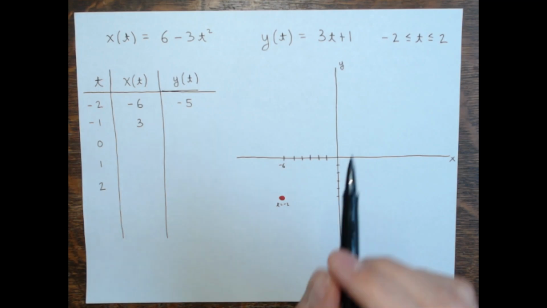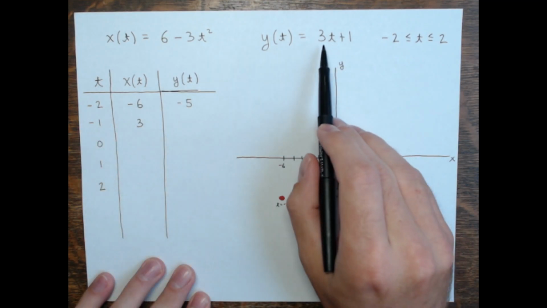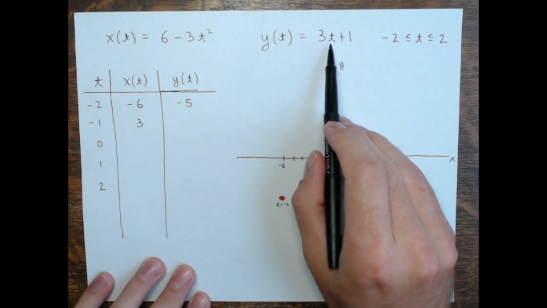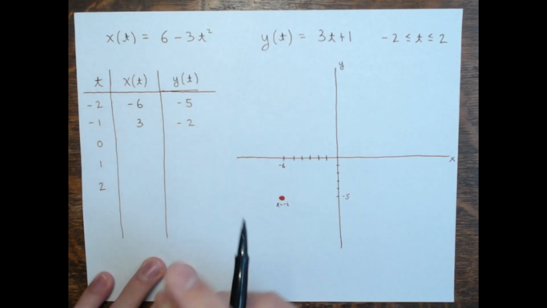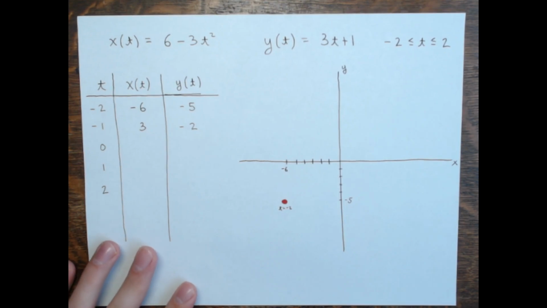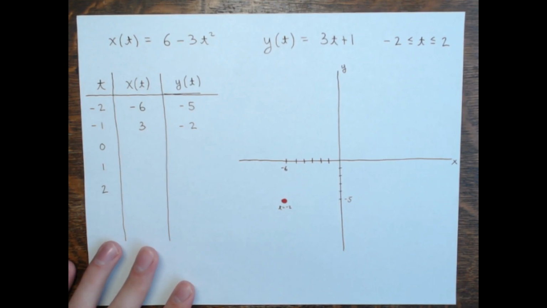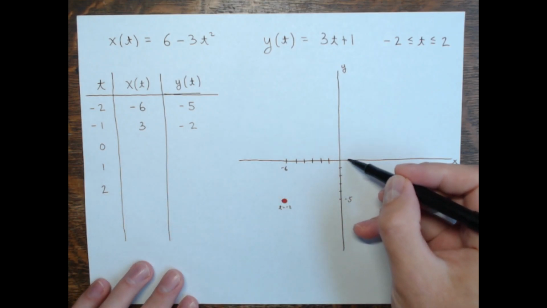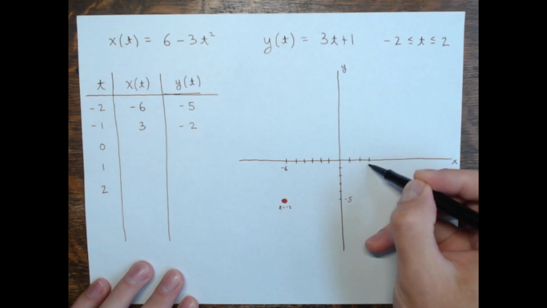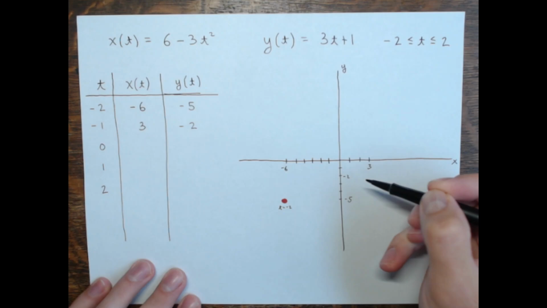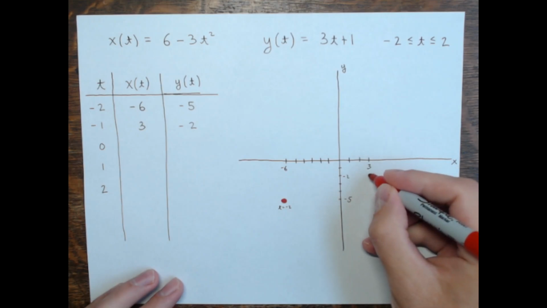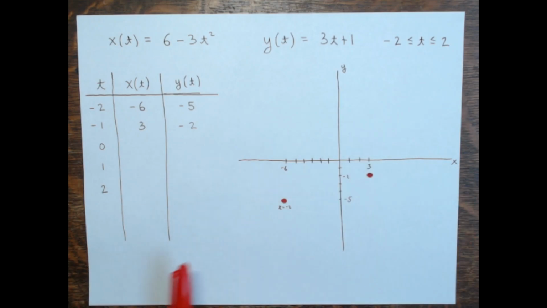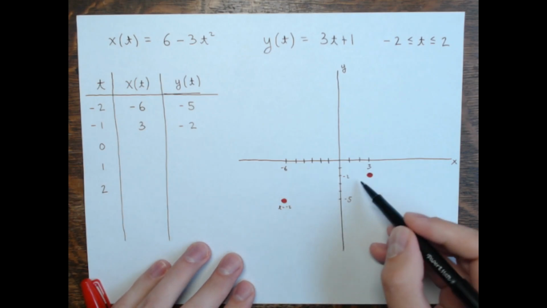All right. And then y at -1: 3 times -1 is -3, plus 1 is -2. Okay, so we're at the point 3 on the x, -2 on the y. So we move from this point to this point as the value of t increases, right?